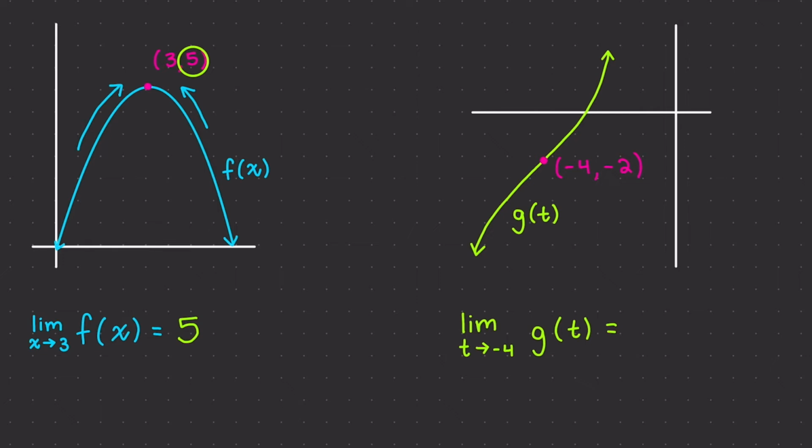The next problem asks us to find the limit of g of t as t approaches negative 4. As t approaches negative 4 from the left side, the function values move towards negative 2, and on the right side, the function values also move towards negative 2. So the limit as t approaches negative 4 is negative 2.